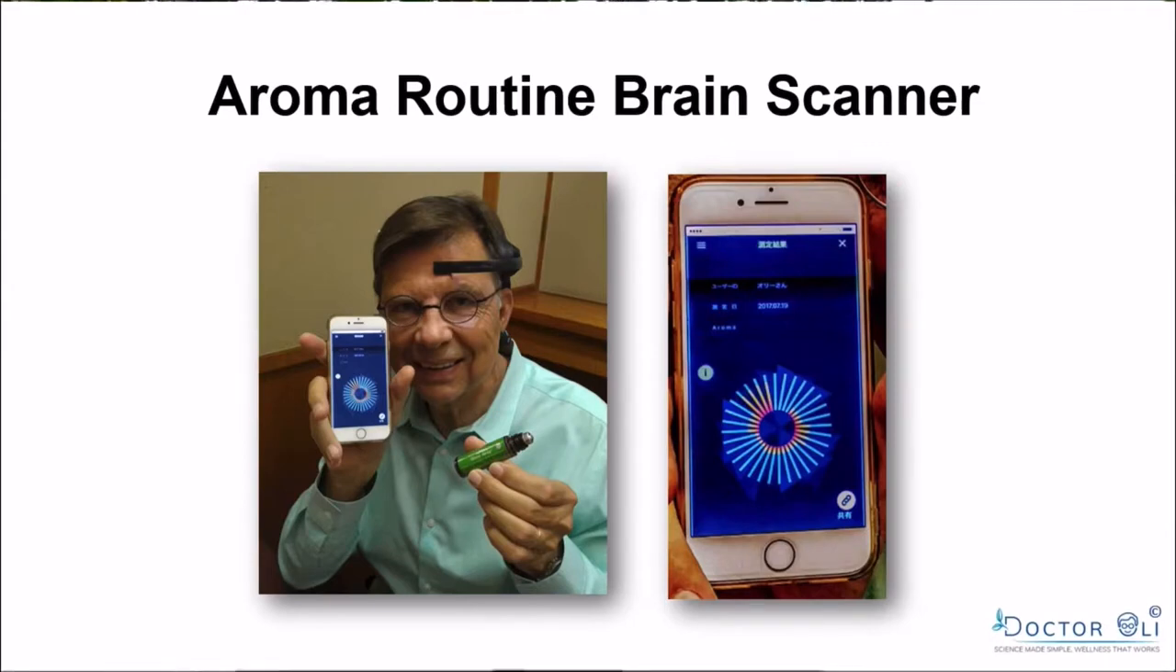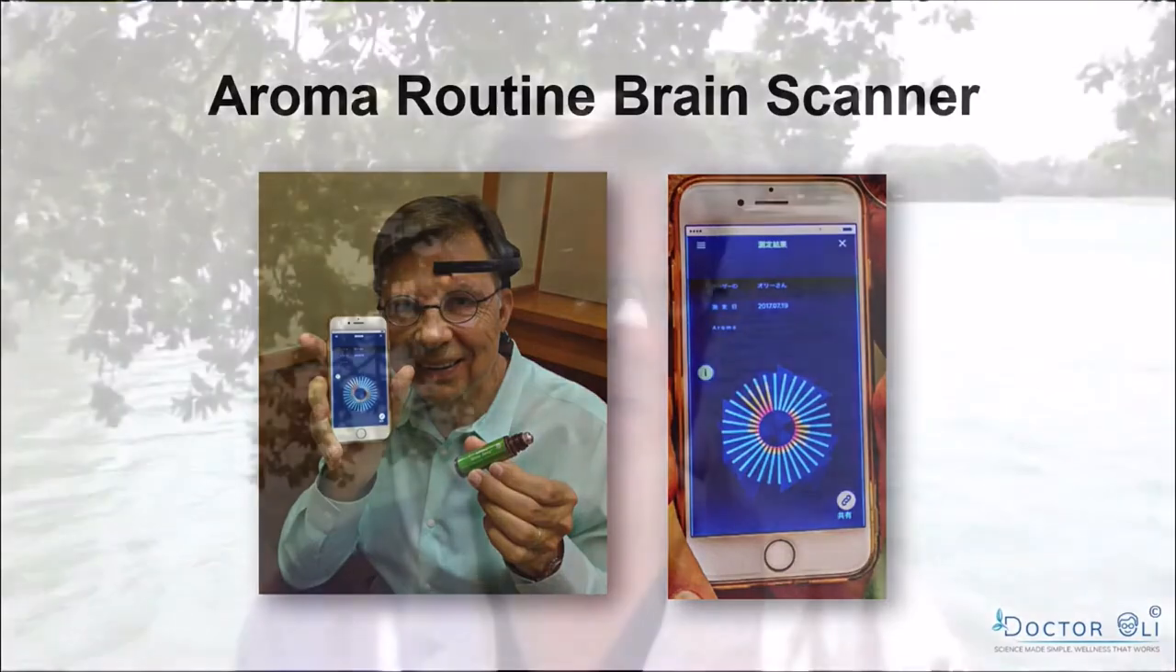Then when I was in Japan on a tour, I came across this Aroma Routine brain scanner. And what it did, similarly, it would measure your brain waves and then put it on a phone, and that phone was programmed to show you the state of mind you're in. And so here I was smelling a stress away, and again, within about a minute or so, I was able to see on the scan that I was really in a very relaxed state. And that's using the same technology, looking at your brain waves.